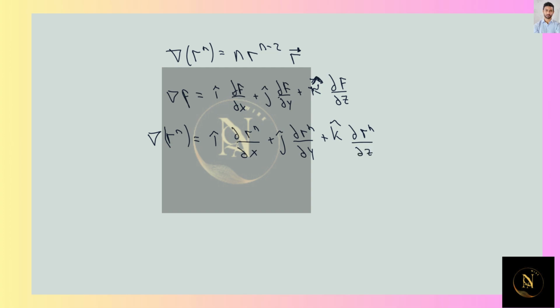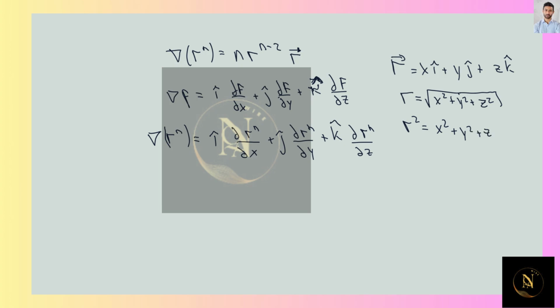Now let's recall that the definition for the vector r is equal to x times i plus y times j plus z times k, where x, y, and z give us the coefficients corresponding to the x, y, and z components of the r vector. We also know that the magnitude of r is equal to the square root of x squared plus y squared plus z squared. Thus, r squared is equal to x squared plus y squared plus z squared.